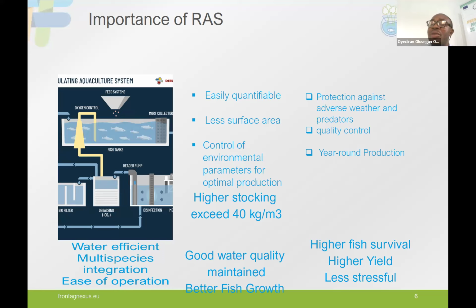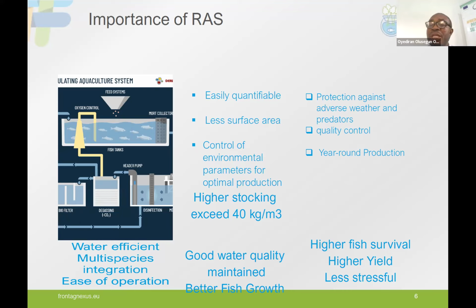Now that we have urban challenges and need to provide food everywhere, it uses less surface area because everything is compressed. You can stock at high density and have high yield per square meter or volume of water. There is control of environmental parameters for optimal production. There is a high level of stocking; some people believe that under an aquaponics system you can stock up to 40 kilograms of fish per square meter. Good water quality is maintained, and this assists in optimum production of the fish.